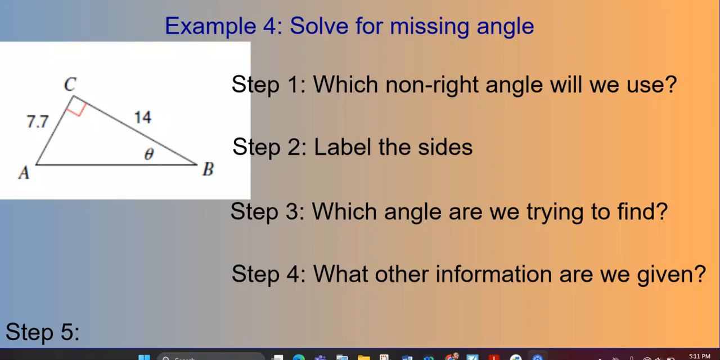All right, so here's our very last one, guys. We're at the end. So example 4. So example 3, we found the missing side. Example 4, we're going to find the missing angle. The angle.